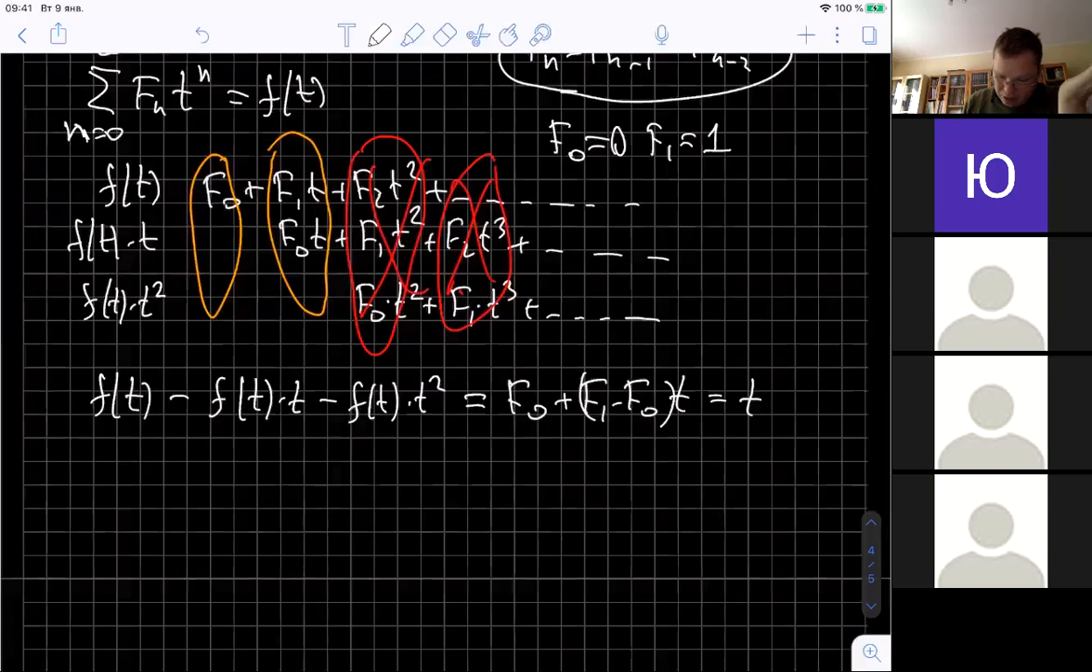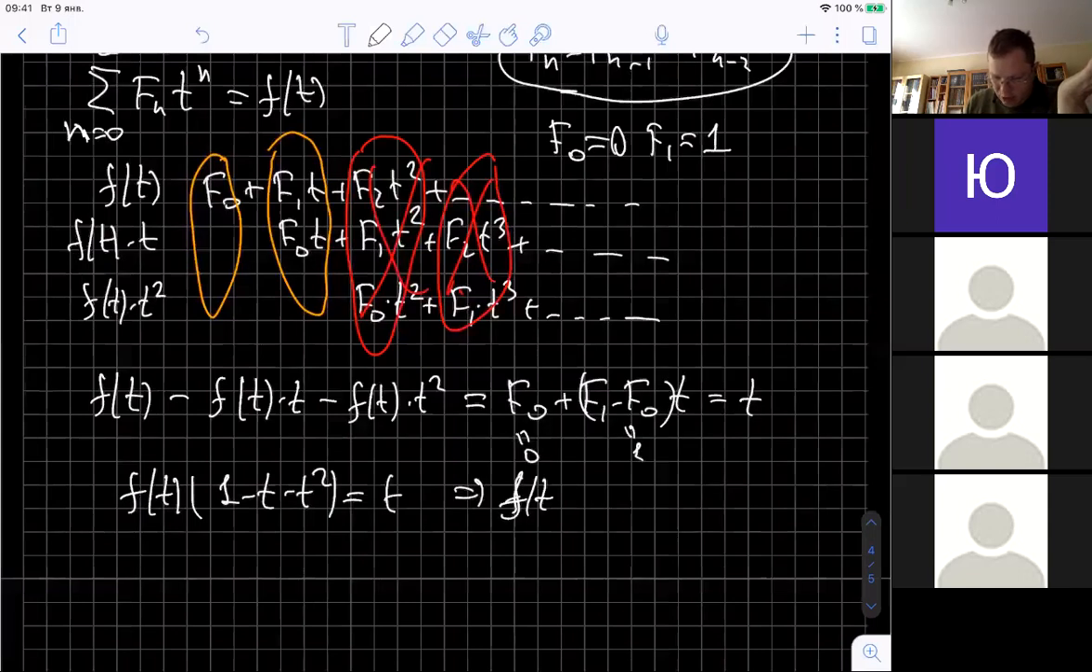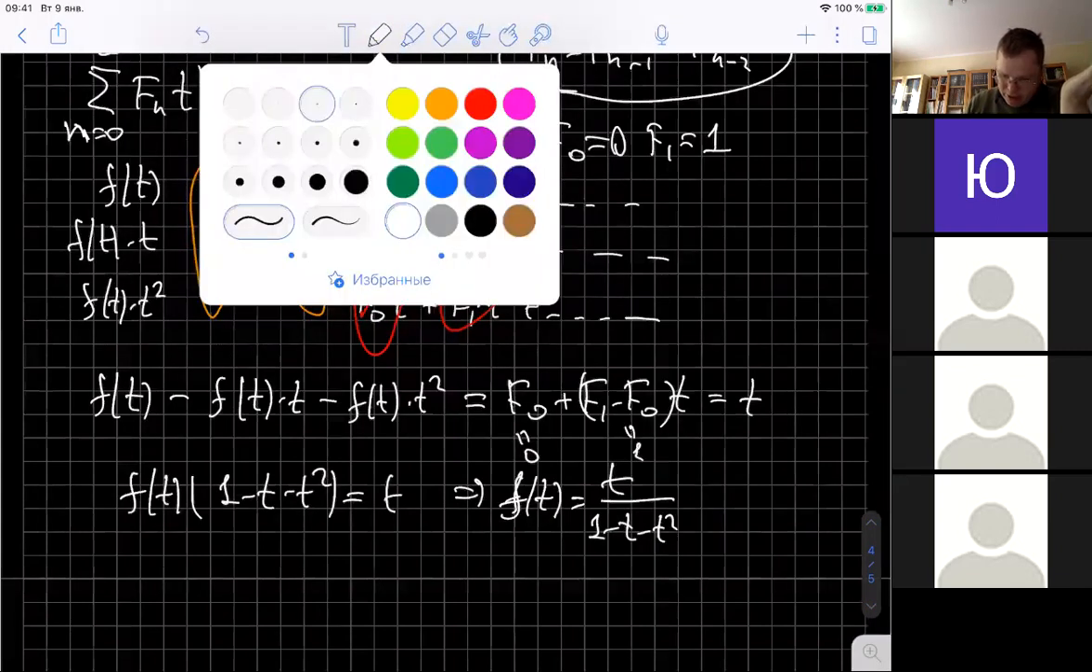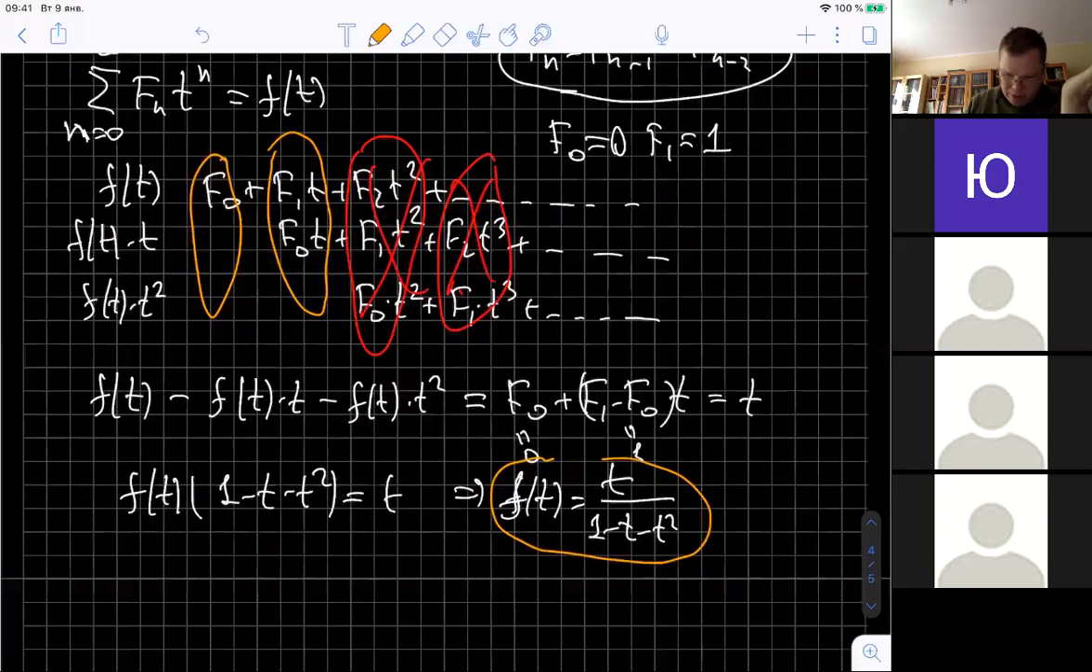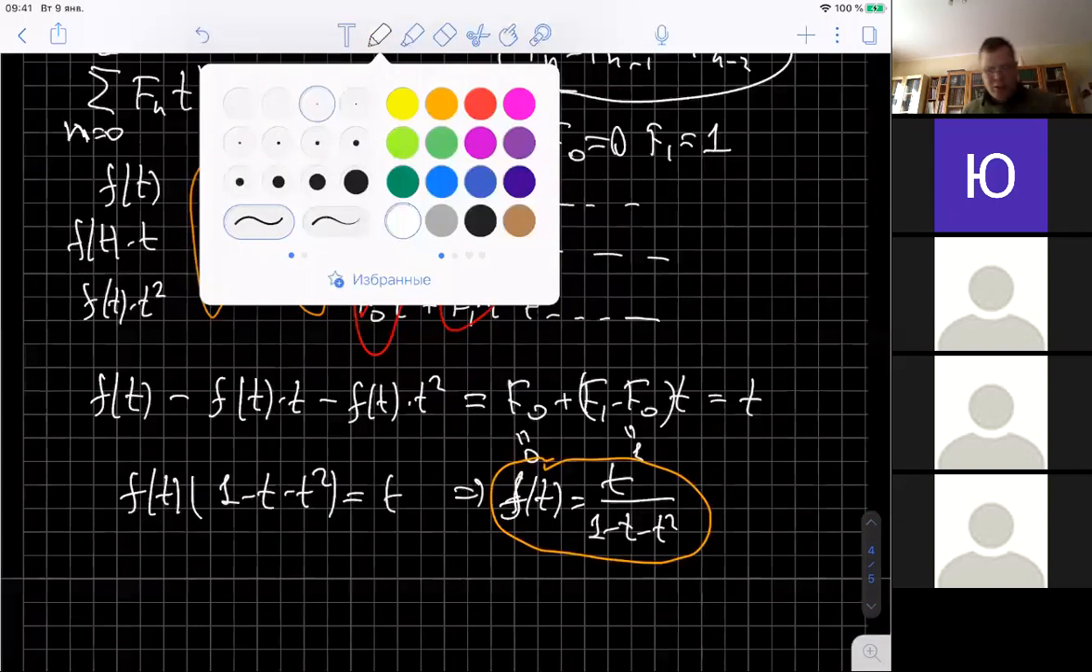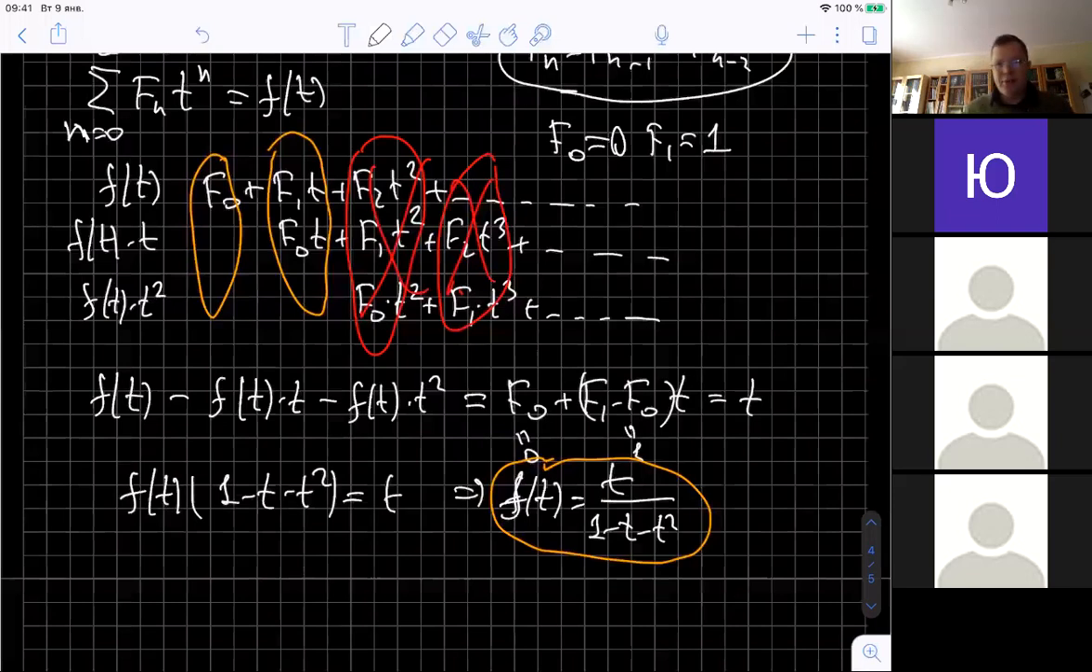And so it will be equal to 0, it will be equal to 1. So we find that if we multiply f(t) times 1 minus t minus t squared, then we'll have t. So we can find that f of t is equal to t over 1 minus t minus t squared. So we have the short explicit formula for f of t. Not just some infinite sum of the coefficients, but the exact formula.